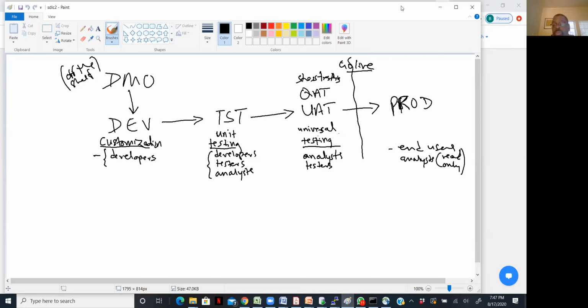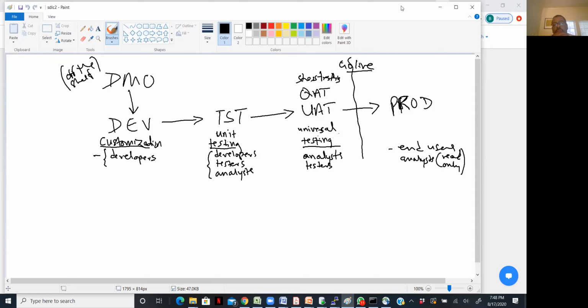No. You have production. Customization. Customization takes place in the development environment. What do we understand by customization? In customization, what does that mean? If there's any changes you want to make on the product, you do it there. Making the product to fit a particular customer's need.